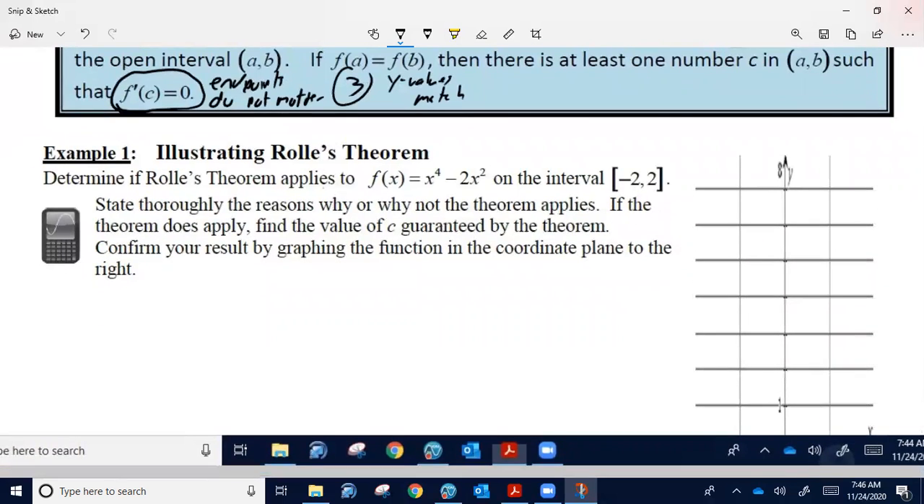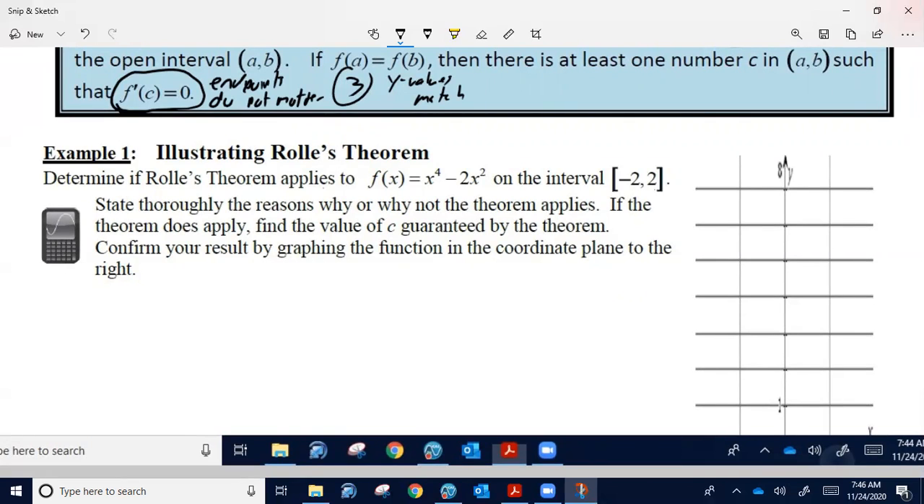So determine if Rolle's theorem applies to f of x equals x to the fourth minus 2x squared on the interval -2, 2. State thoroughly the reasons why or why not the theorem applies. If the theorem does apply, find the values of c guaranteed by the theorem. Confirm your results by graphing the function in the coordinate plane to the right. So this is our closed interval, -2 to 2. Start at -2, stop at +2. Brackets means those endpoints do matter.